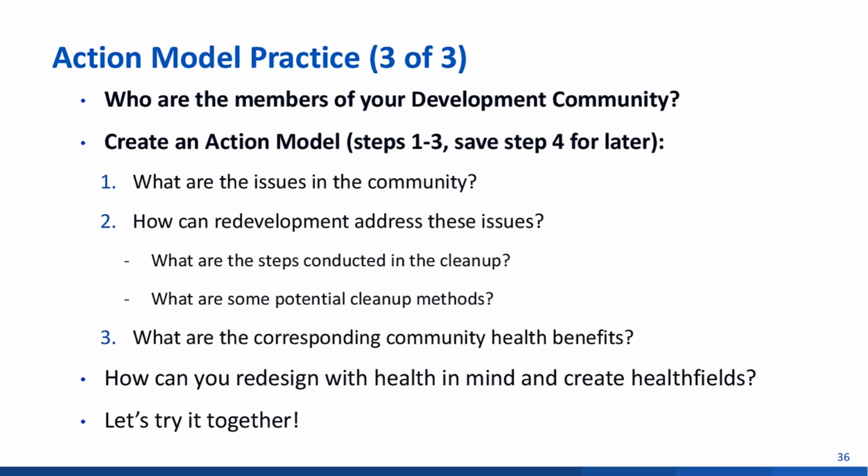Next, create an action model by following steps 1 through 3 below. We are focusing on step 2, the redevelopment approach, and step 3, the health benefit, so we will not complete step 4, developing a measurement indicator. In step 1, you should find out what are the issues in the community by talking with members of the development community. A good way to start this conversation is to ask what people like about the community. Then you can ask them what properties they are concerned about or would like to change.